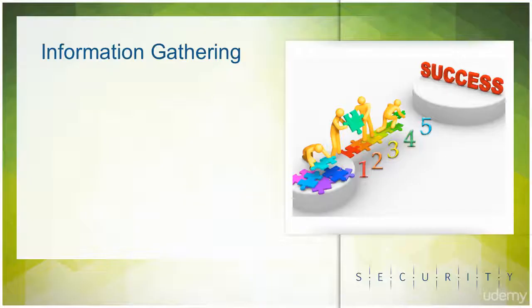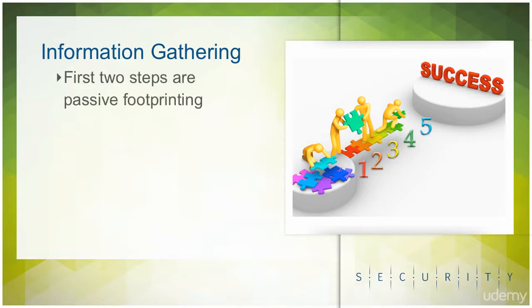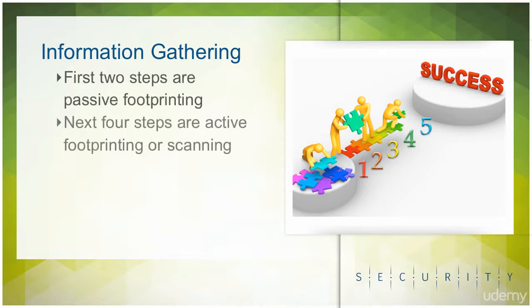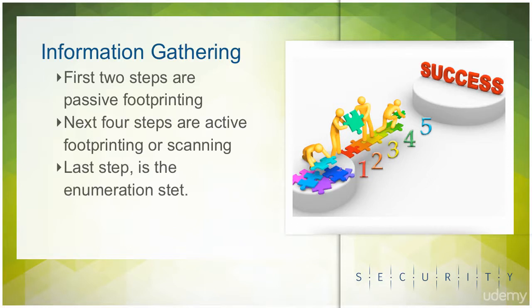We hope that you have a good idea about the steps involved in gathering information. One thing you have seen is the use of the word fingerprinting. The first 2 steps are considered to be passive footprinting, and the next 4 steps are considered to be active footprinting or scanning. The last step is the enumeration step. So fingerprinting covers almost all of the information gathering process. Now we are going to show you our view of fingerprinting hierarchy.